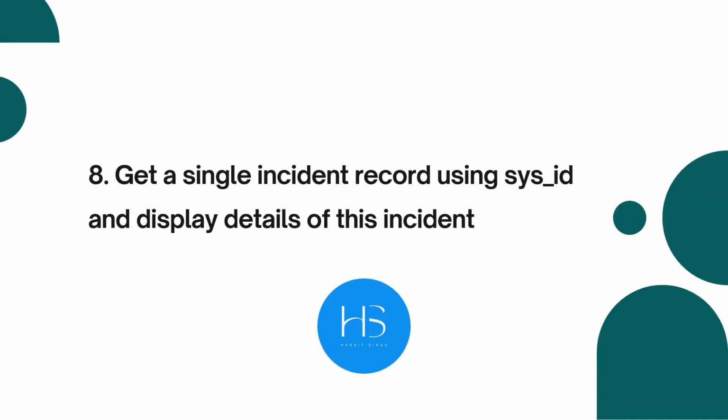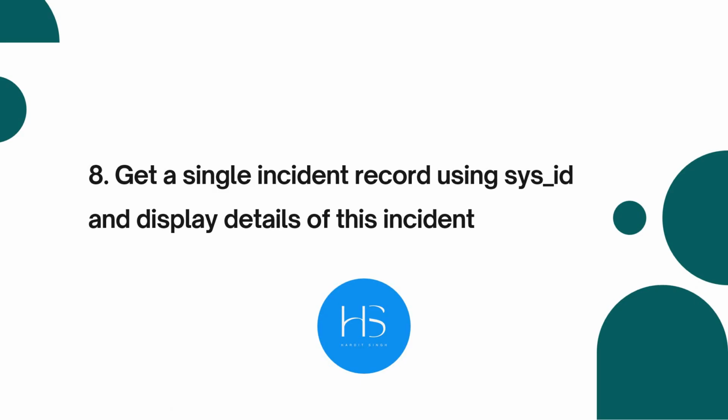Next is get a single incident record using sysID and display the details of this incident. Now we have to fetch an incident record using its sysID. If you don't know what sysIDs are, in plain layman language, it is a 32 character ID which is generated by ServiceNow, which is unique globally, and it will identify your record uniquely. So using this sysID, we have to display the details of that incident.